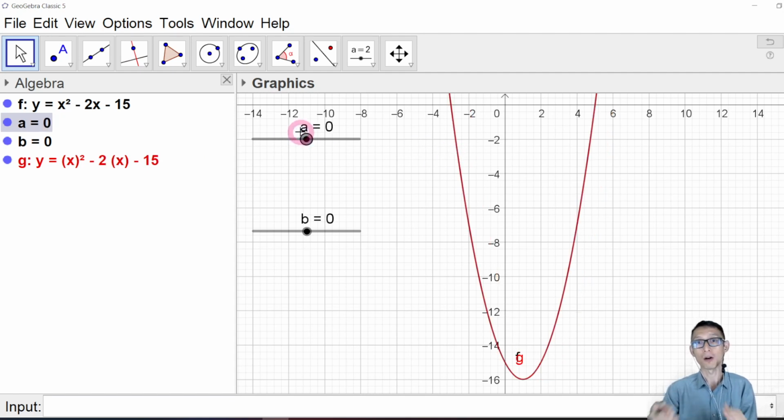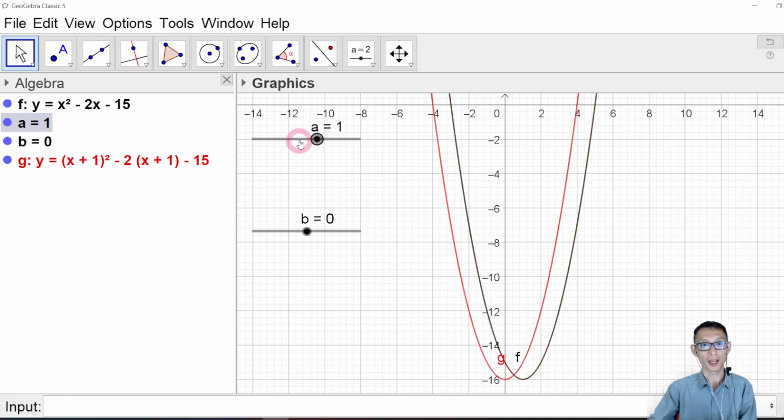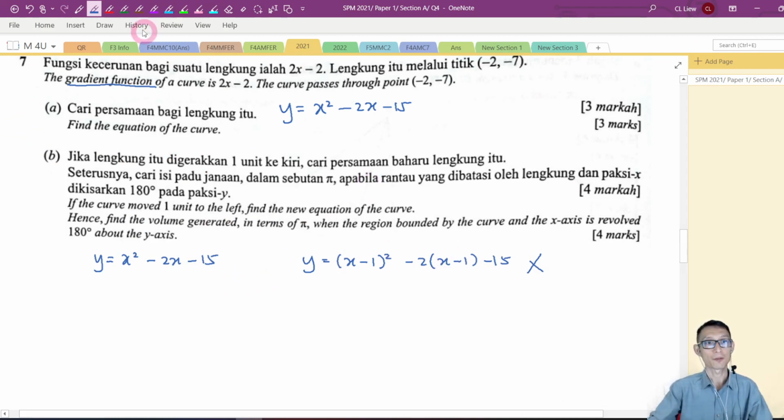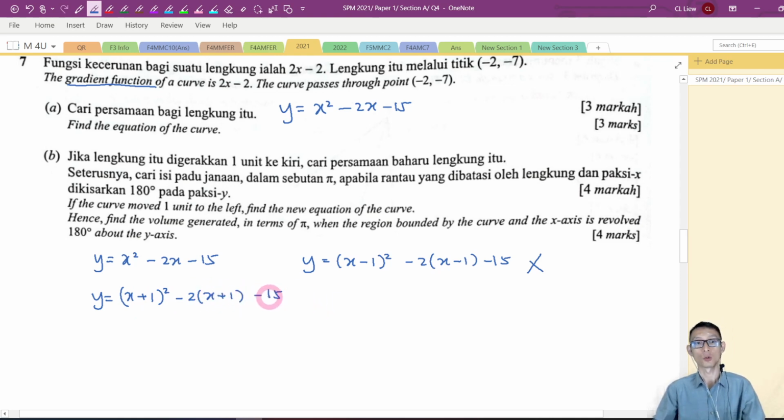So the question is talking about moving to the left. Therefore, we have to add 1. When you add 1, it actually moves to the left. So be careful, this is not correct. What we should do here is (x plus 1) squared minus 2 times (x plus 1) minus 15. If you do it this way, do some expansion and simplification, then we will be able to get the function. If you don't understand this method, let me show you another method later.